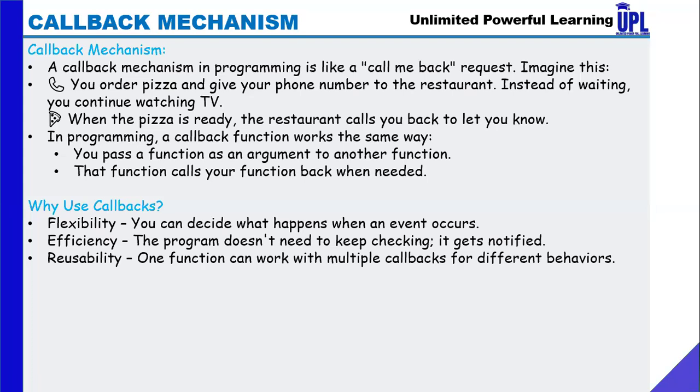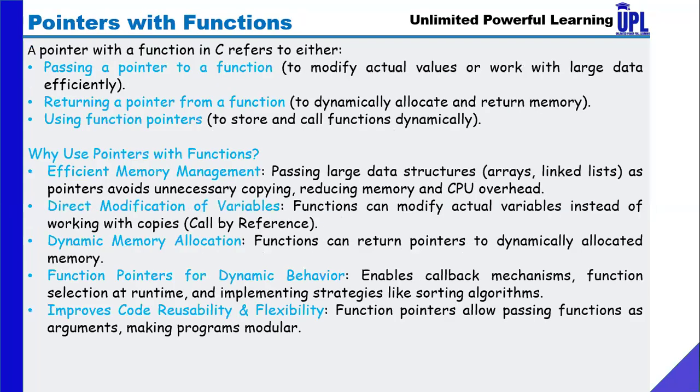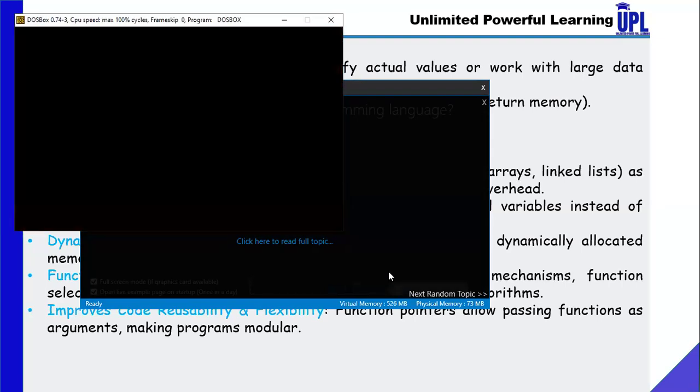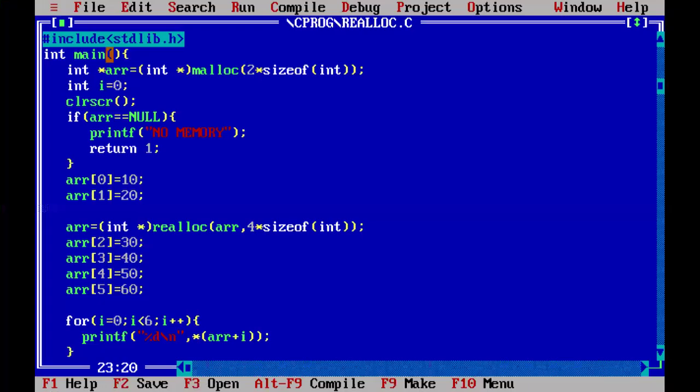Always remember, you order a pizza and give your phone number to the restaurant. Once the pizza is ready, the restaurant people will call you back. That is a notification. Till that time, you can continue watching television. This is how the callback mechanism works. Let me show you through coding so that you can understand better. Simple coding will do, just to realize what the callback mechanism is.